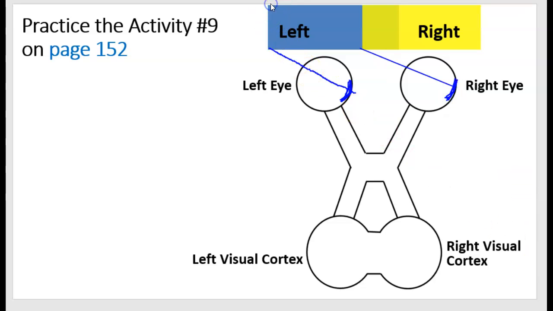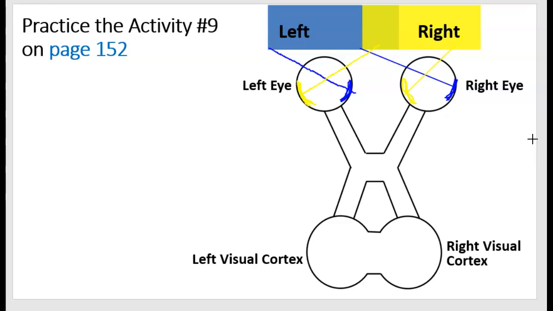Now let's do rays from the right field of view. From the right field of view, rays come in diagonally to both eyes. Okay, and so in the left eye, the lateral part is stimulated, but in the right eye, the medial part is stimulated.